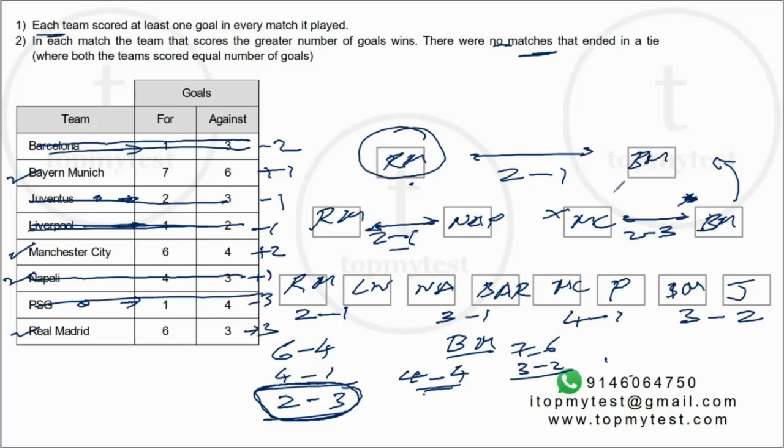Right, and now we can verify the score of Bayern Munich in the final. 3-2, it beat Manchester City, so it will score 3, concede 2. And we know already that Real Madrid beats whoever comes in the final 2-1. So we have figured out all the information about all the matches in the entire tournament. Let's go to the questions and answer them.